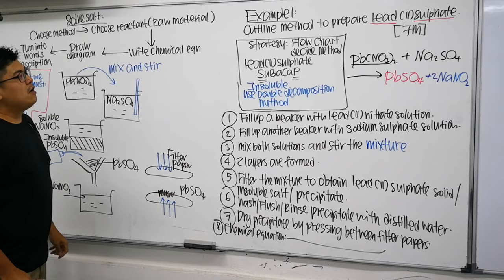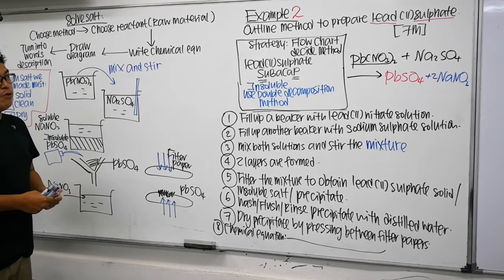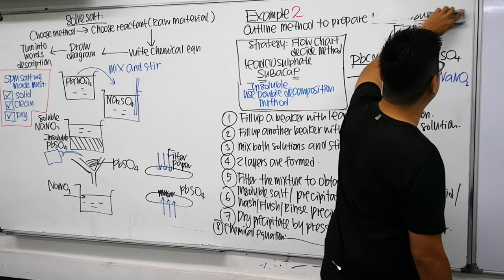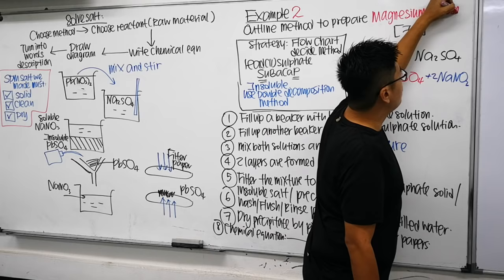So now, another example, let's do it. I just modified it from here. Example number two. This is the last example we learn for today's lesson. We need to outline a method to make a salt. Let's say I call this one magnesium carbonate. We want to make a salt called magnesium carbonate.